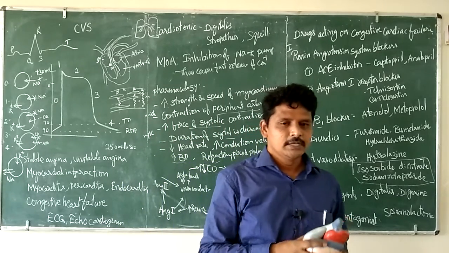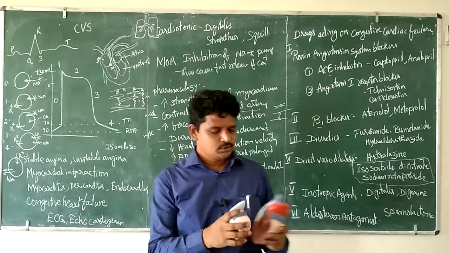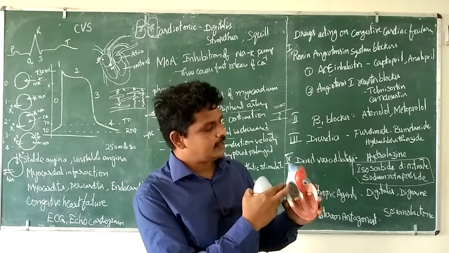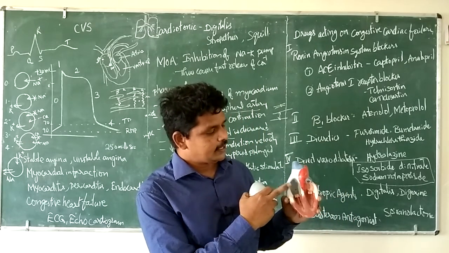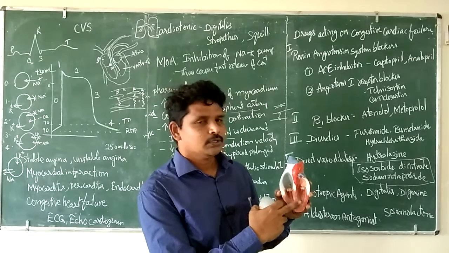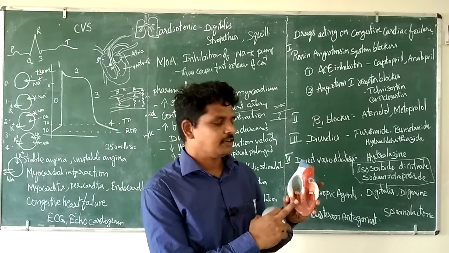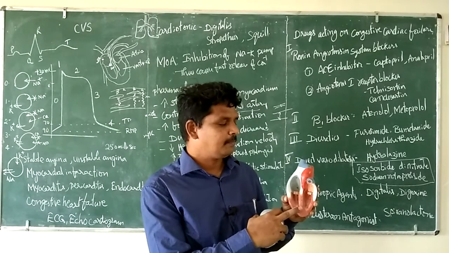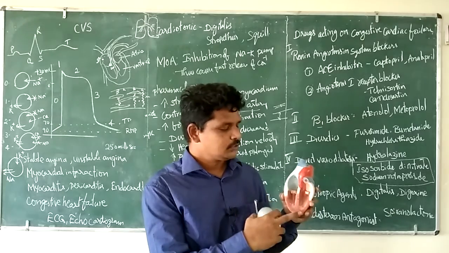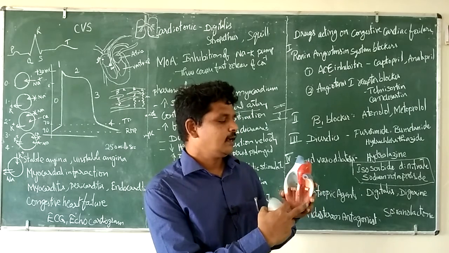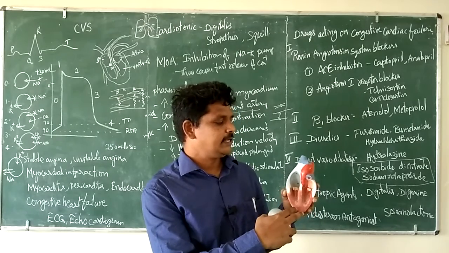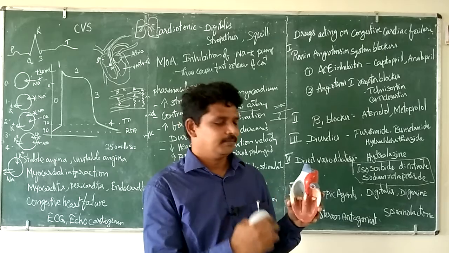So this is normal. If you see this physiology, you can observe that here there are thin walls compared to this particular region. Because it needs higher function, it has to pump the blood with very high force. That is the reason why the thick muscle can be seen here compared to the atrium.